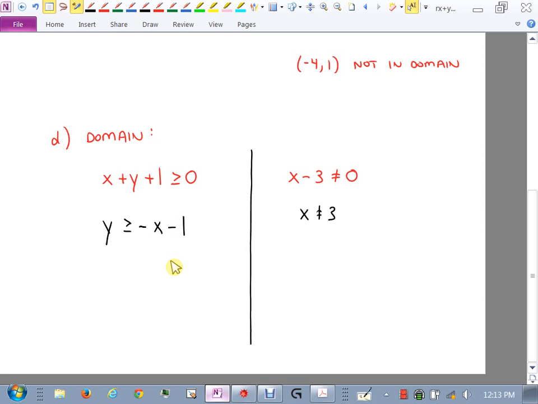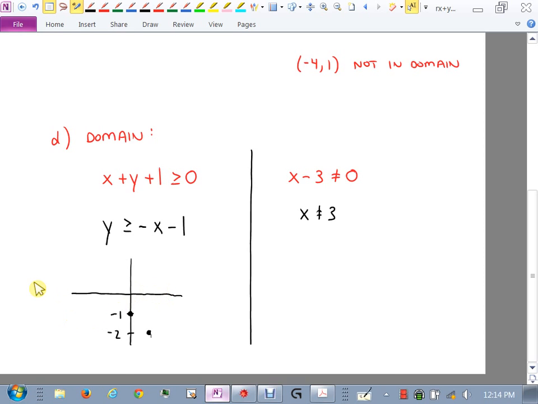And now, if it were an equation, what would it look like? If it were an equation, this is y equals mx plus b, right? So it would be a line, y-intercept would be negative 1. The slope of the line would be negative 1, so it would go down 1 to the right 1.